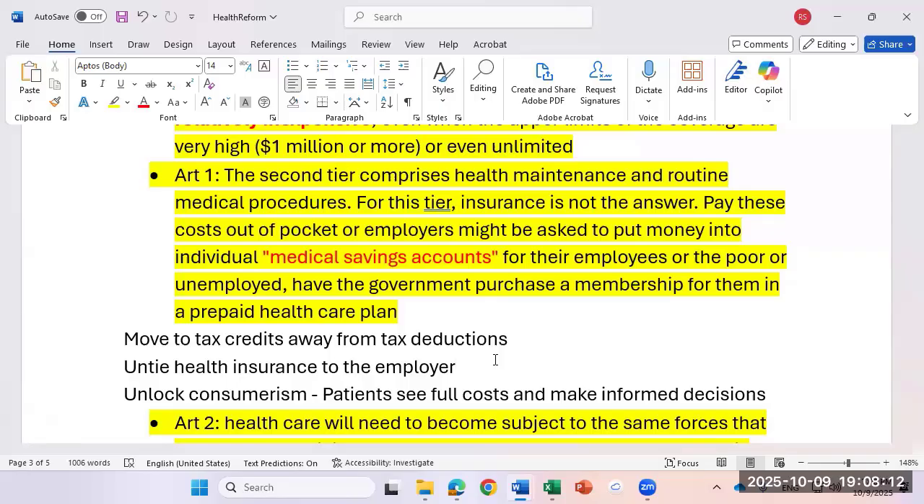It got Kamala Harris in a lot of trouble. I didn't like her solution, which was a single payer solution, kind of a Medicare for all solution. But I did agree with her. We've got to stop having health insurance paid for by your employer.